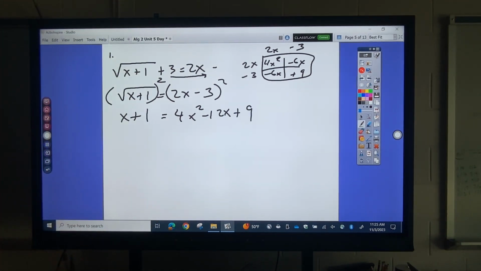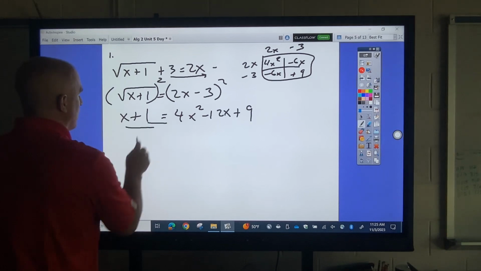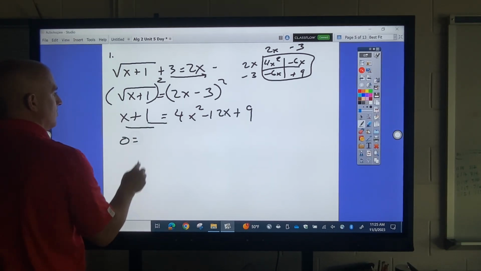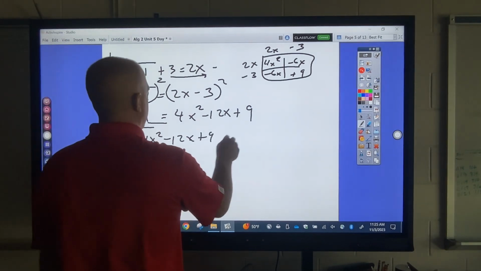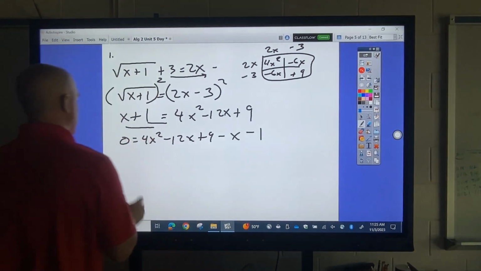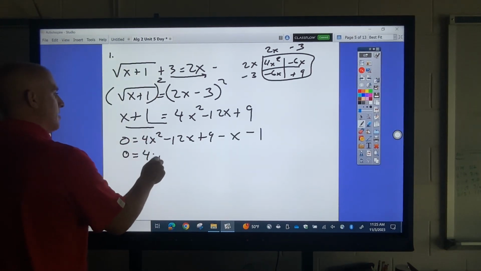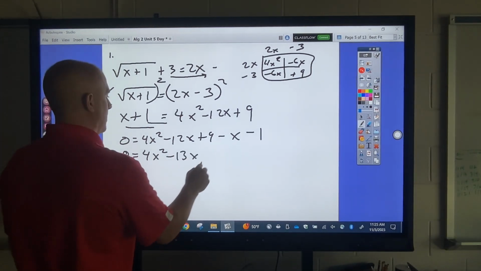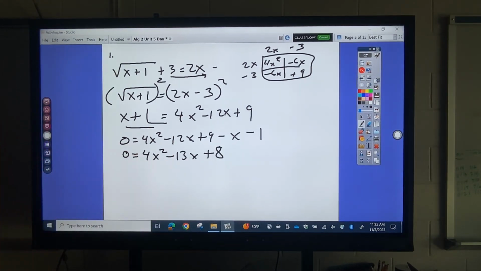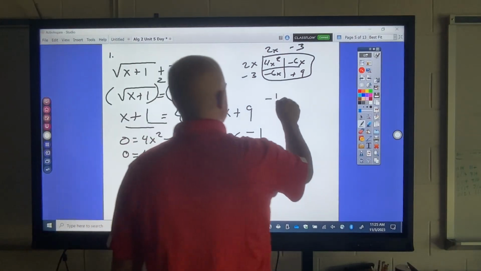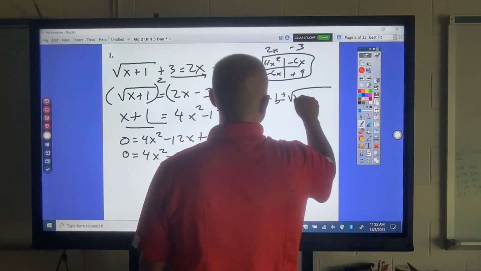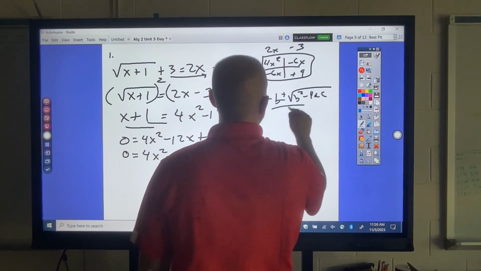Now, since I have a quadratic, I want to move those back over. So I got 0 equals 4x squared minus 12x plus 9 minus x minus 1. Okay, so I got 4x squared minus 13x plus 8. Now, since I'm solving that, I'm going to choose to use the quadratic formula for this. So I'm going to do negative b plus or minus the square root of b squared minus 4ac, all over 2a.